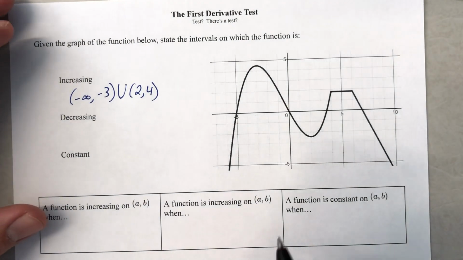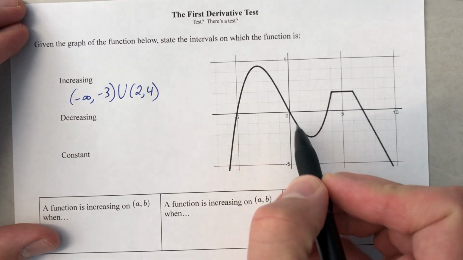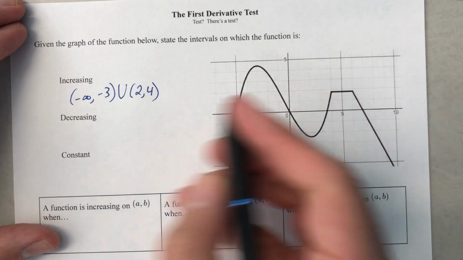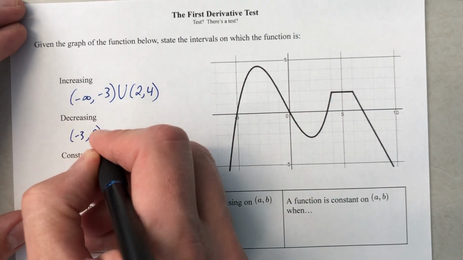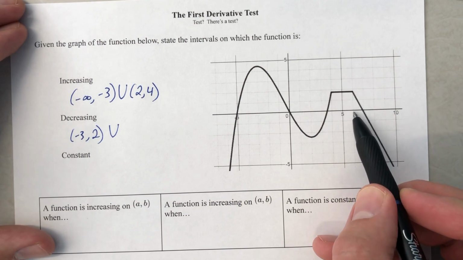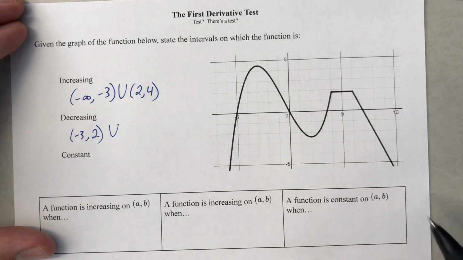All right, the function is decreasing from here to here, and that is negative 3 to 2. Negative 3 to 2. And it is decreasing from here and forward. That one's linear. It's pretty straightforward.